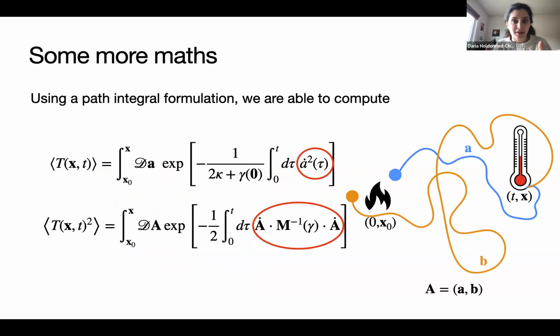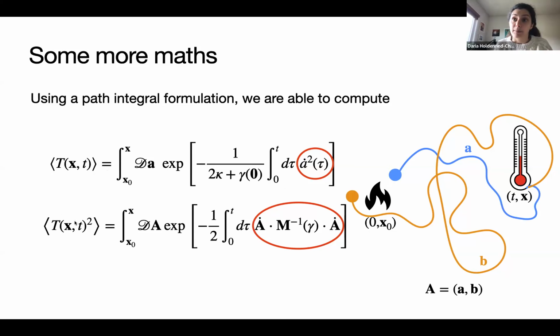So I'm giving you here the expressions that we've calculated for each of these quantities, and I just want to point out some interesting features about it. If we look at the average of the temperature, you can see that it depends on the path integral of this path A that the particle takes from the source to the thermometer. And what is interesting is that it has exactly the same form as a random walk, but with a modified diffusion coefficient. So it no longer depends only on the thermal diffusivity, but it also depends on the correlations of the velocity at the source.